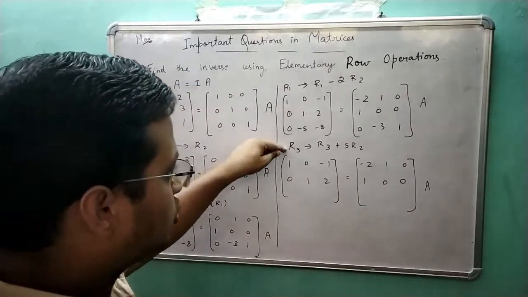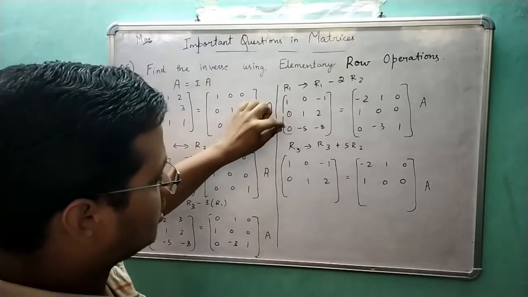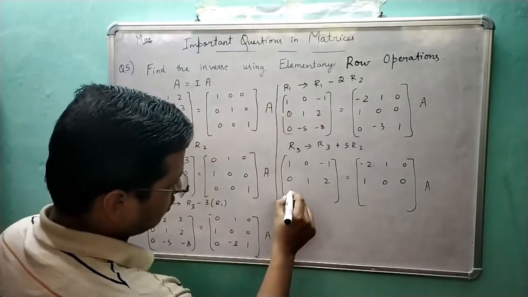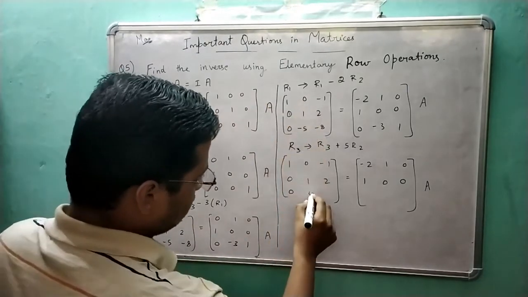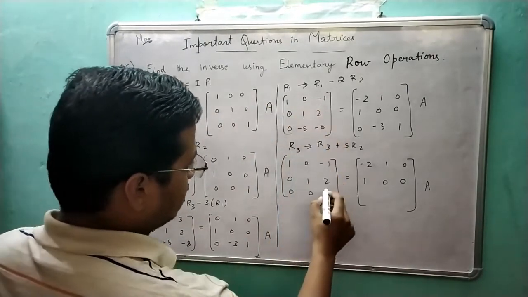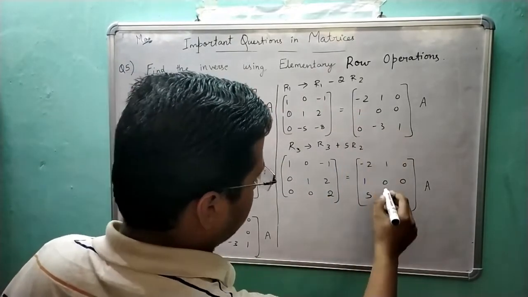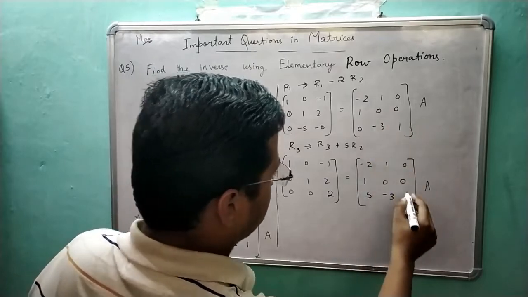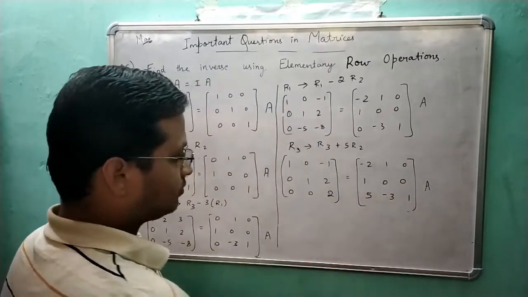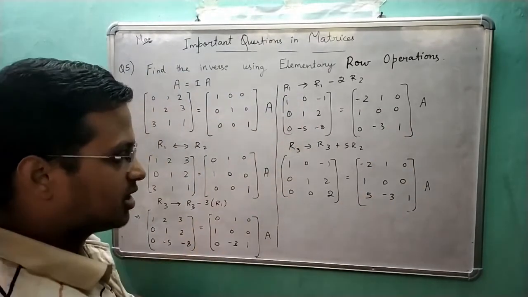Now R3 changes to R3 plus 5 times this. So 0 plus 0, 0. Minus 5 plus 5, 0. Minus 8 plus 10, 2. 0 plus 5, 5. Minus 3 plus 0, minus 3. 1 plus 0, 1. Now our two steps are over.